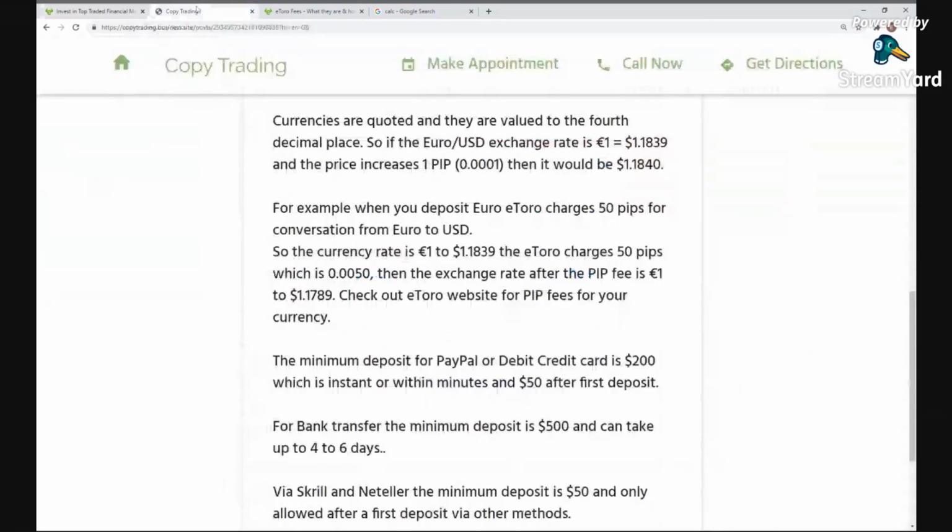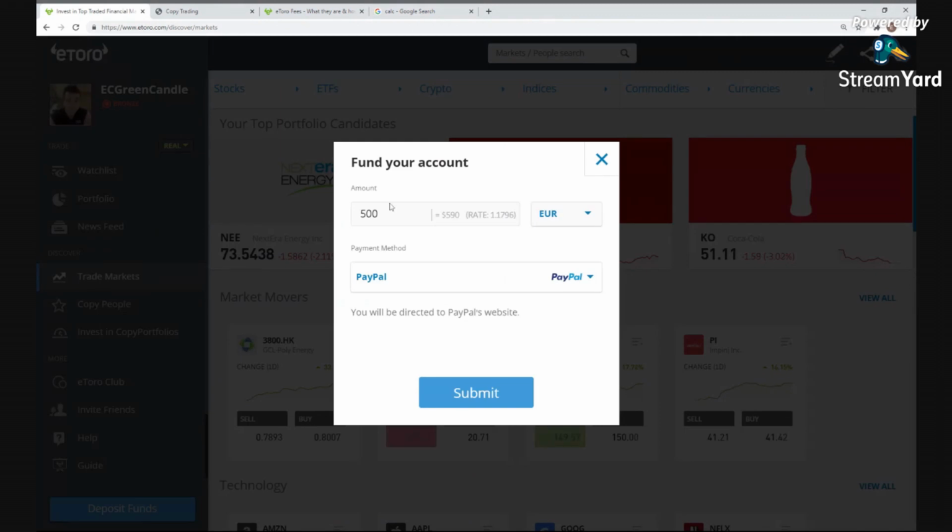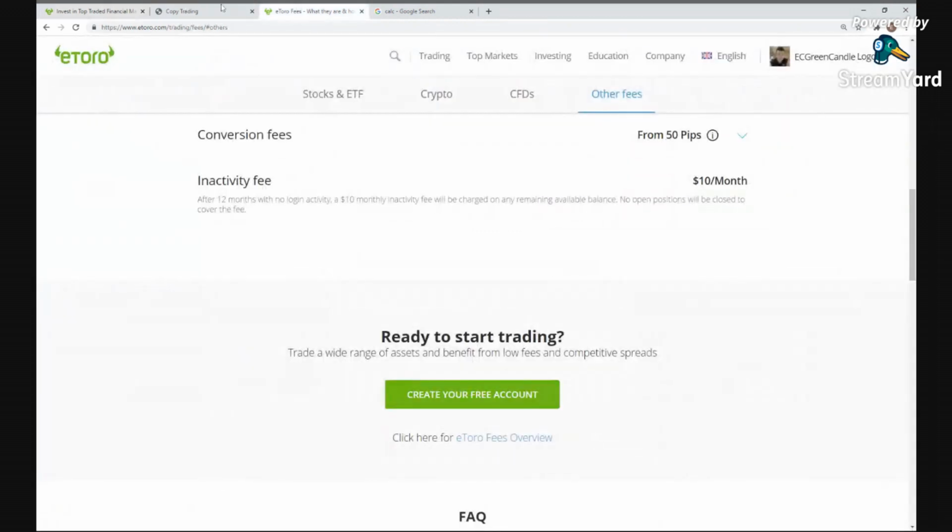Remember that the pip is just the fourth decimal place. So 50 pips is the 0.050. eToro minuses that away from the currency rate from euro to dollars, and then it multiplies after the pip rate what you are going to invest. So I said 500, multiplied that by the rate, 589, and then if I go to eToro, it'll show 590. So it's perfectly correct there. It might have gone up by a decimal place since I made that figure.